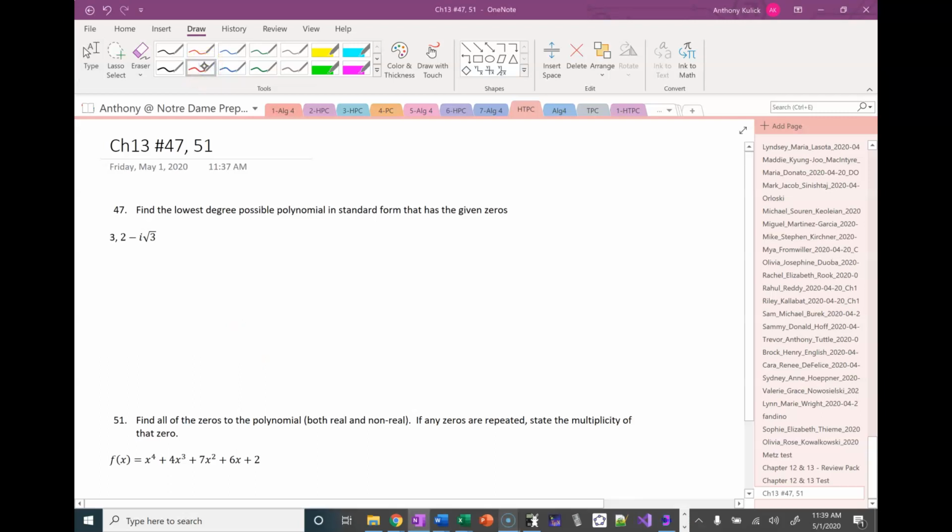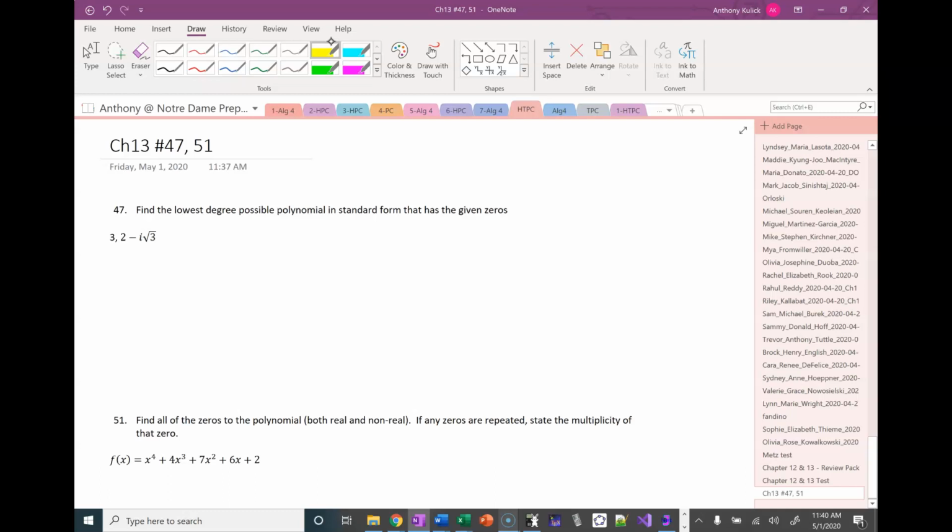Hi, this is the solutions for Chapter 13 homeworks number 47 and 51. So in 47, we're asked to find the lowest degree polynomial in standard form that has the given zeros.